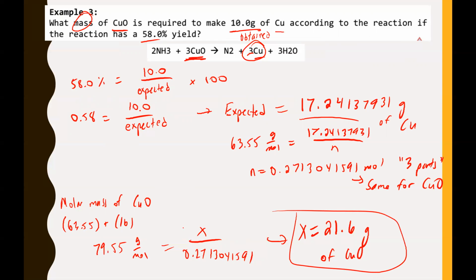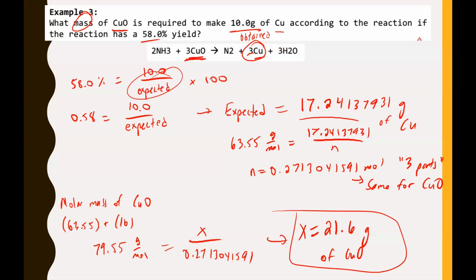Boom. So, long story short, explaining this question one last time, we knew that we wanted to make 10 grams of Cu. So that is how much we actually want to obtain. The reaction is by no means perfect. It only has a 58.0% yield. So we had to take advantage of that percent yield to figure out our expected value. Expected is what comes out of stoichiometry. Stoichiometry just relates the number of moles in a balanced chemical equation.